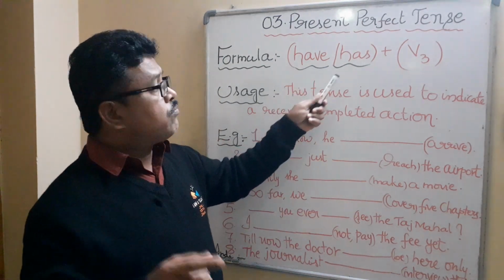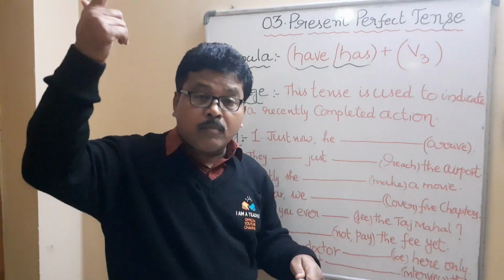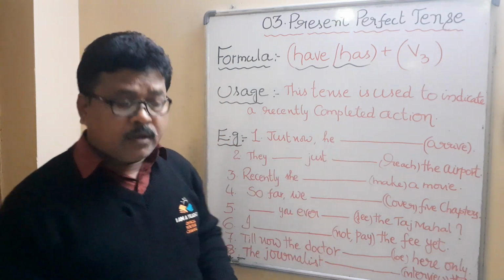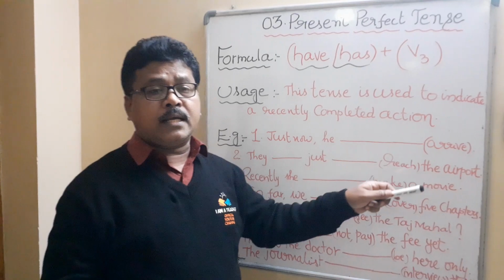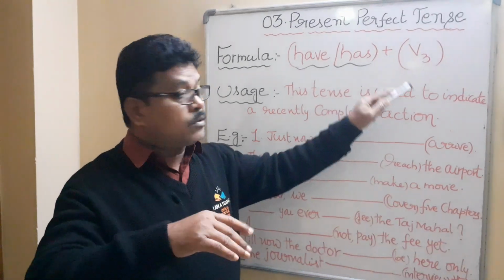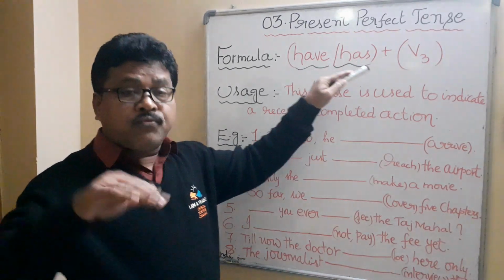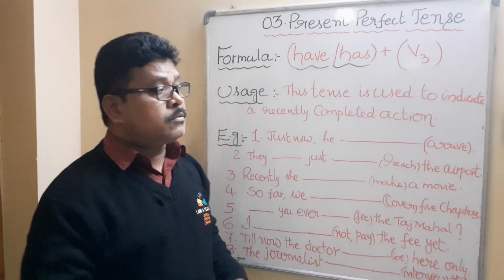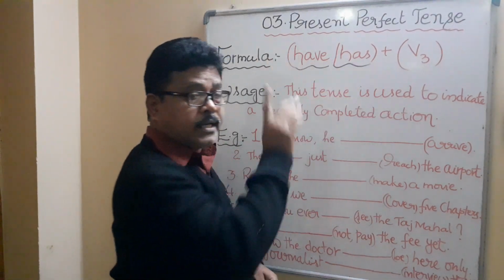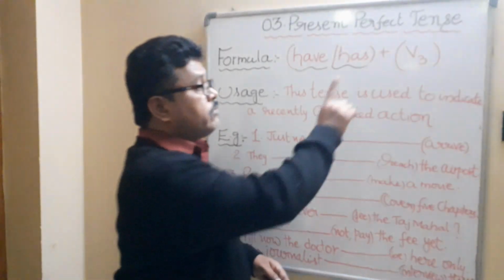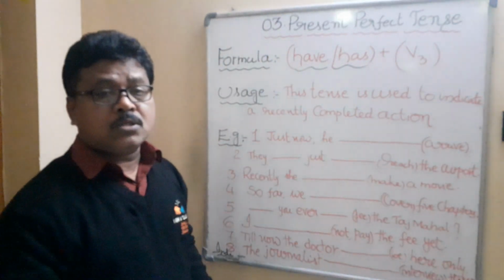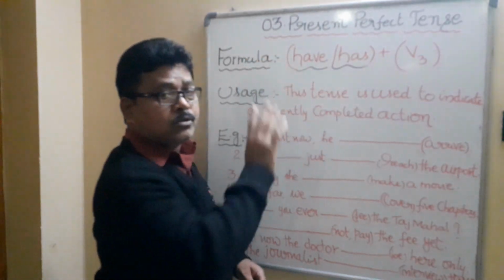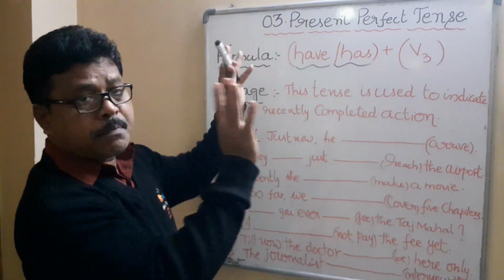Have or has followed by V3, the third form of the verb. You know that every verb has three forms: go, went, gone; see, saw, seen; take, took, taken. The last form, the past participle, has to follow. In go, went, gone, gone we have to take. In see, saw, seen, seen we have to take. In teach, taught, taught, taught we have to take. In sell, sold, sold, sold, the last one we have to take. This is called present perfect tense.